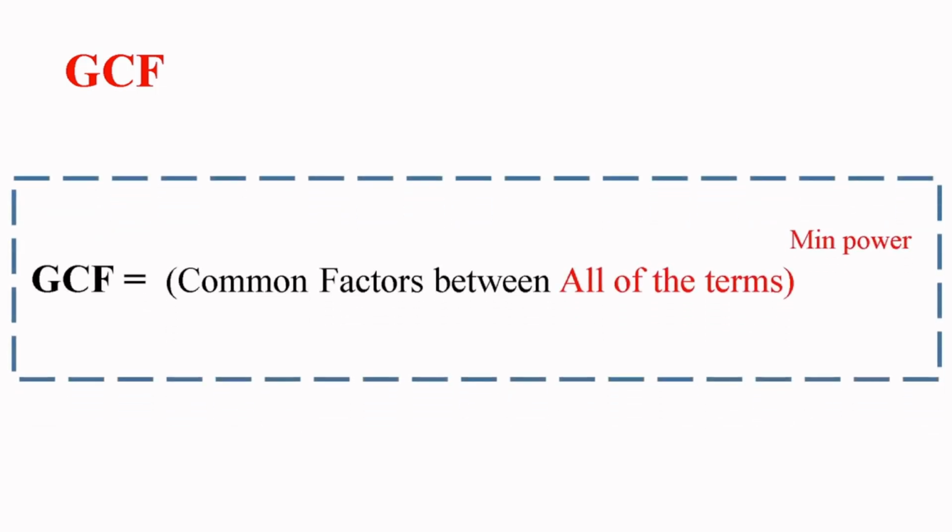Okay, let's start with GCF. For calculating GCF, first we must write prime factors of all the numbers. Then GCF will be equal to common factor between all of the terms with the minimum power. I know that it could be a little bit complicated for you, so don't worry about this formula. You are going to learn that through examples. So do not worry about this formula if you do not get it.